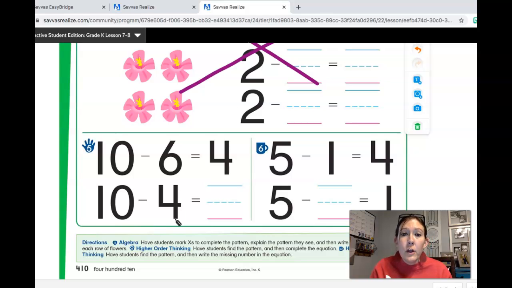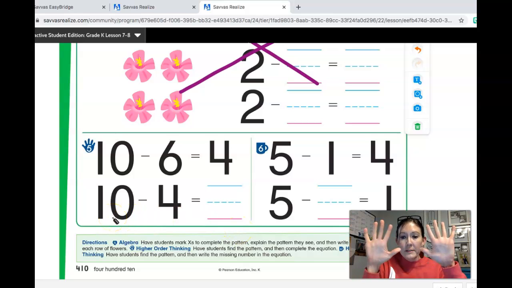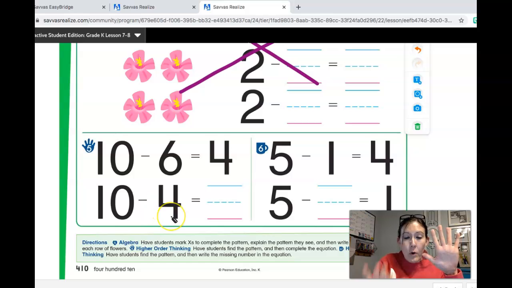Kindergartners, if we know that 10 minus 6 equals 4, we will also know that 10 minus 4 equals, let's solve it and I bet you'll see. Start with 10. How many will we take away? Do you see what it says? Right here, minus 4. That means we need to take away 4 fingers.